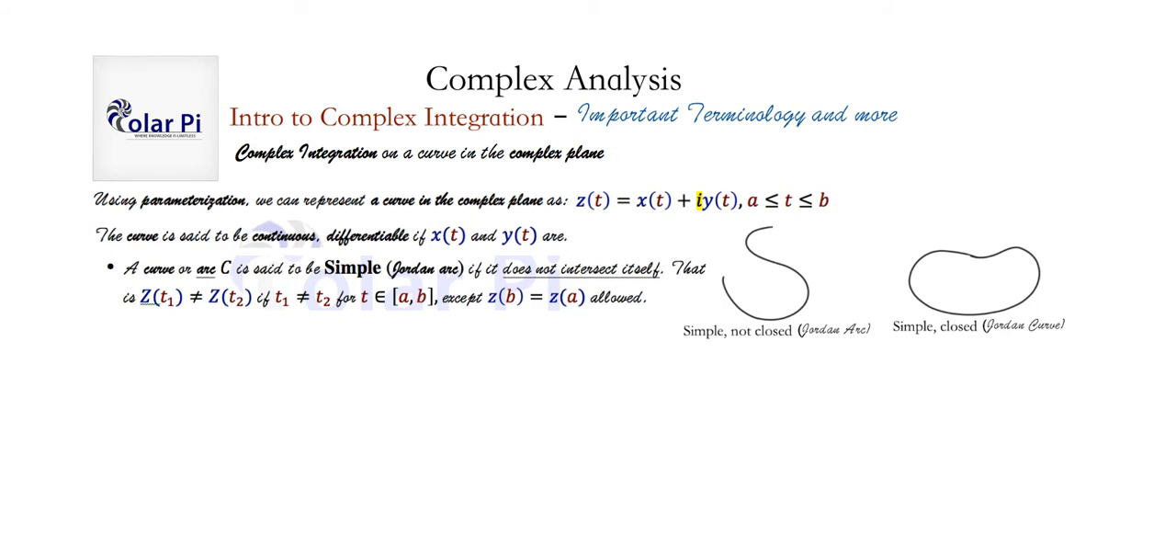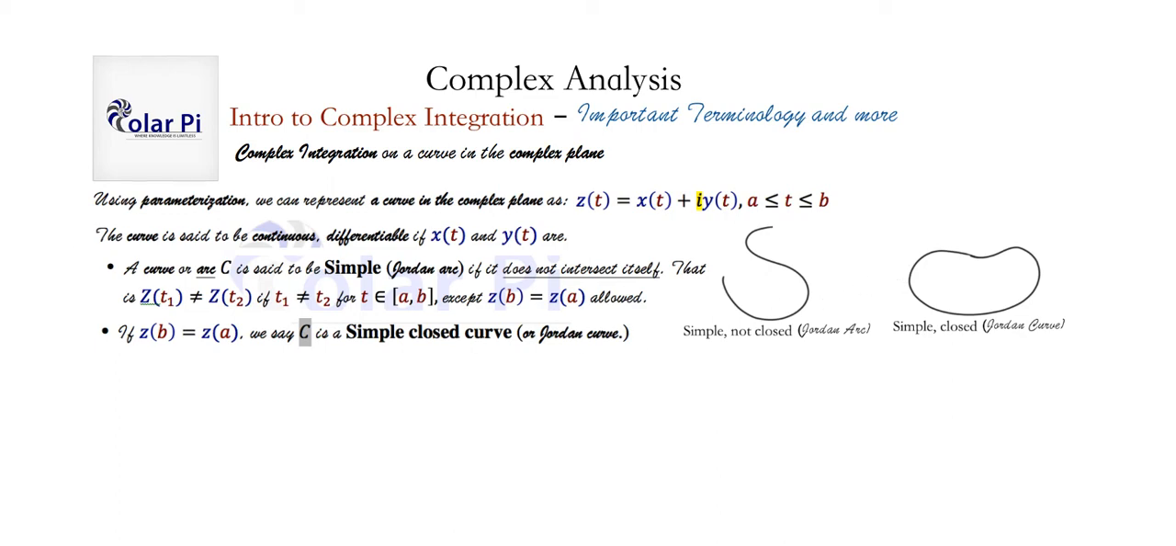And we'll have visuals for not simple and not closed. Obviously, you see not closed actually. So we'll have a couple of visuals on not simple in a second. But first, a more important terminology. As I've already said, z of b is allowed to equal z of a. And in that case, we say that C is a simple closed curve, like this. You already saw a visual.